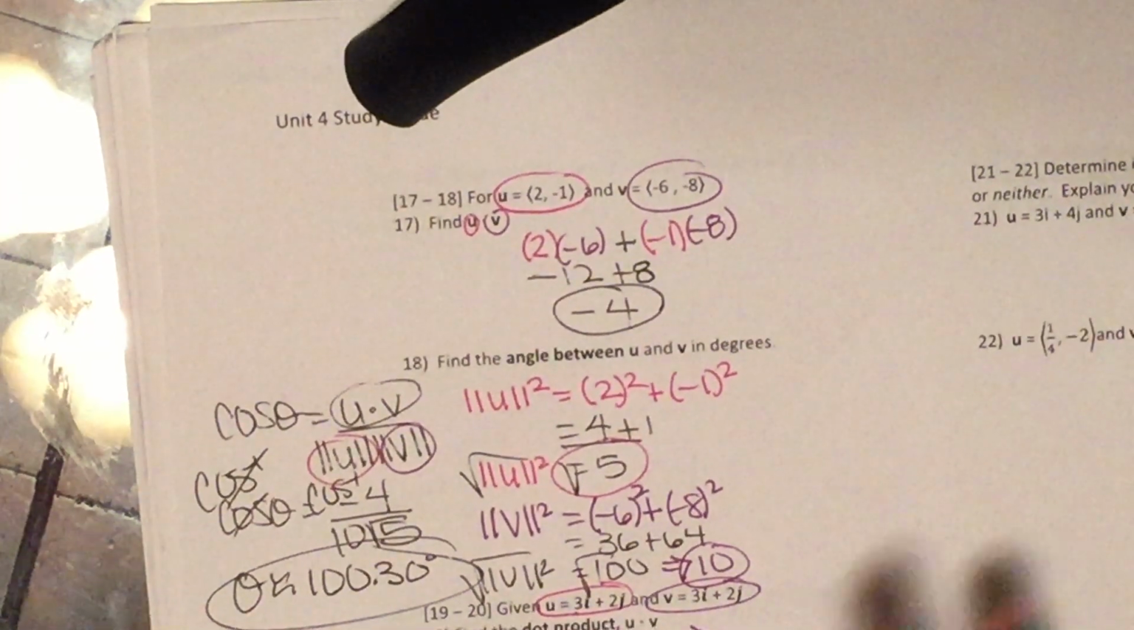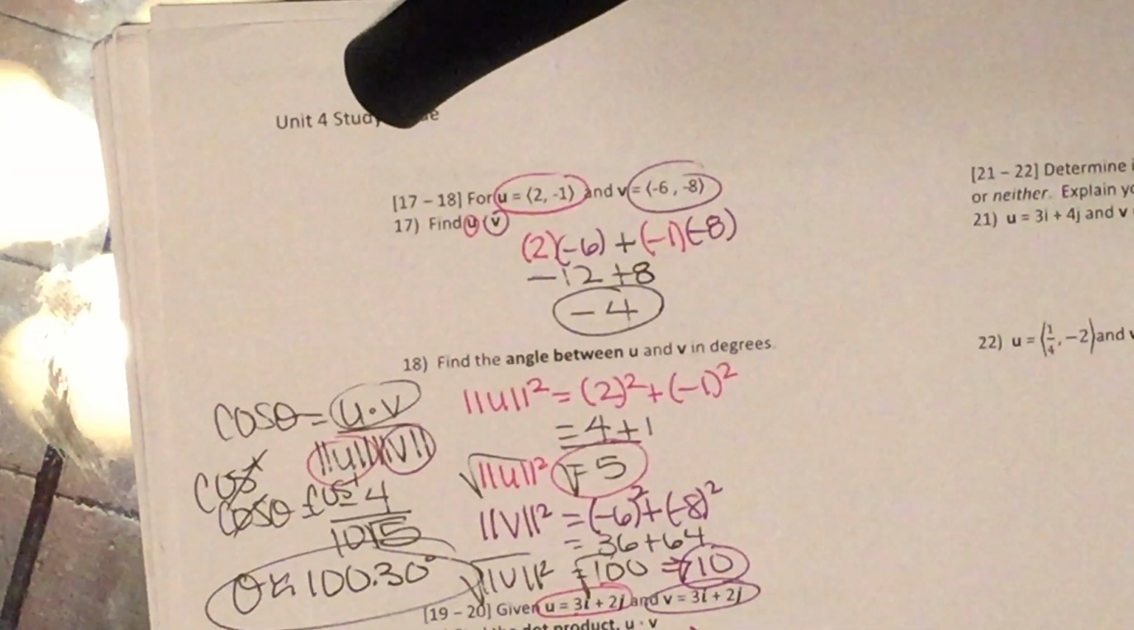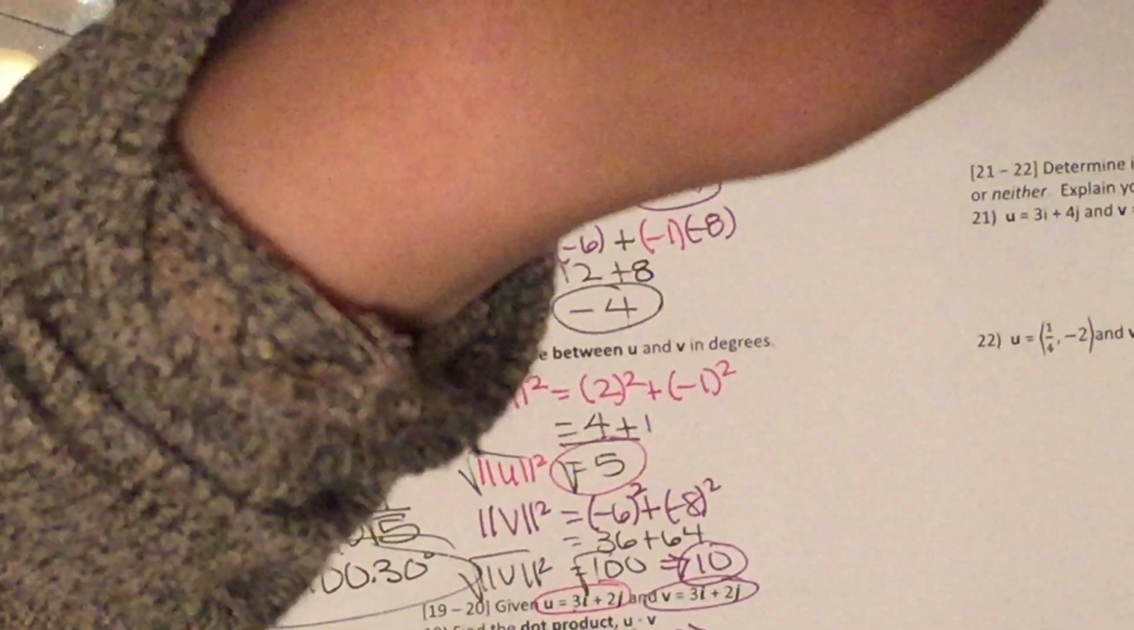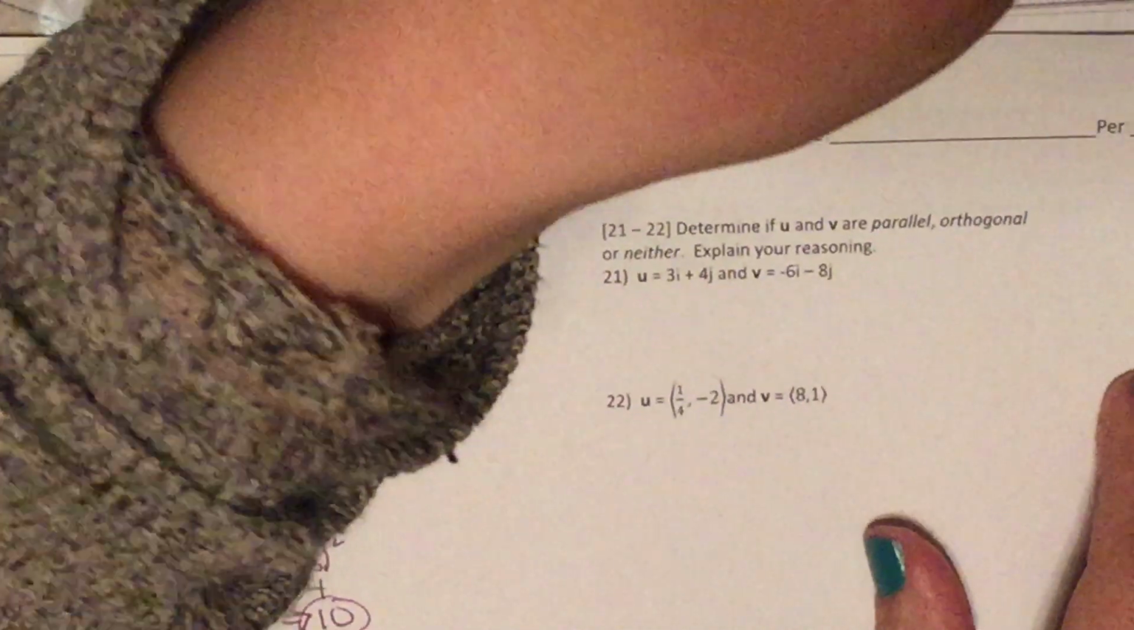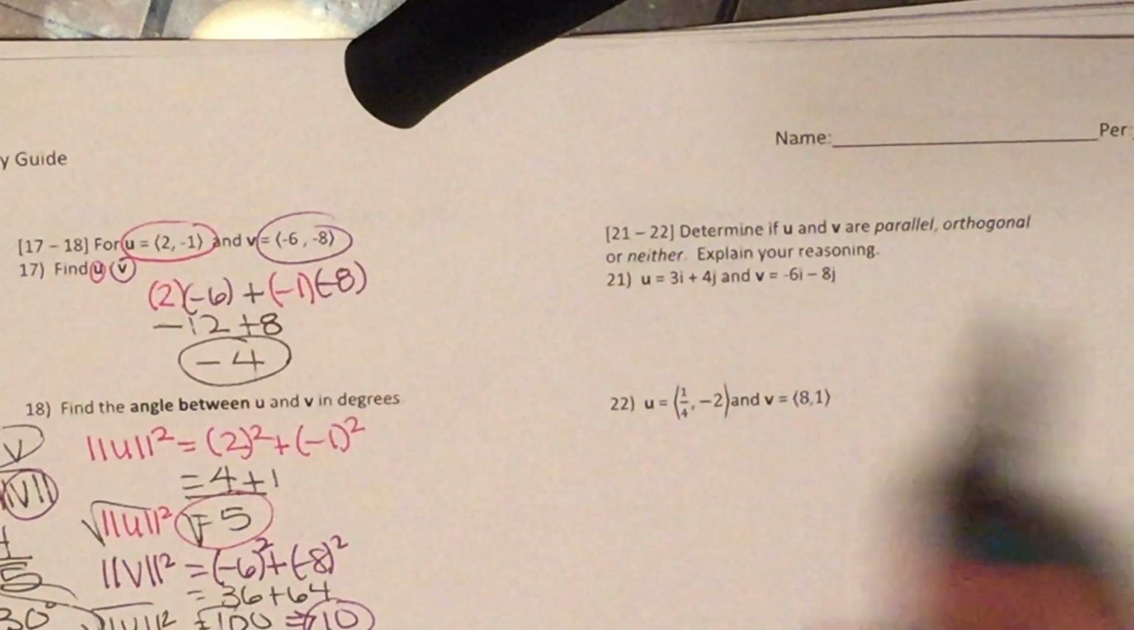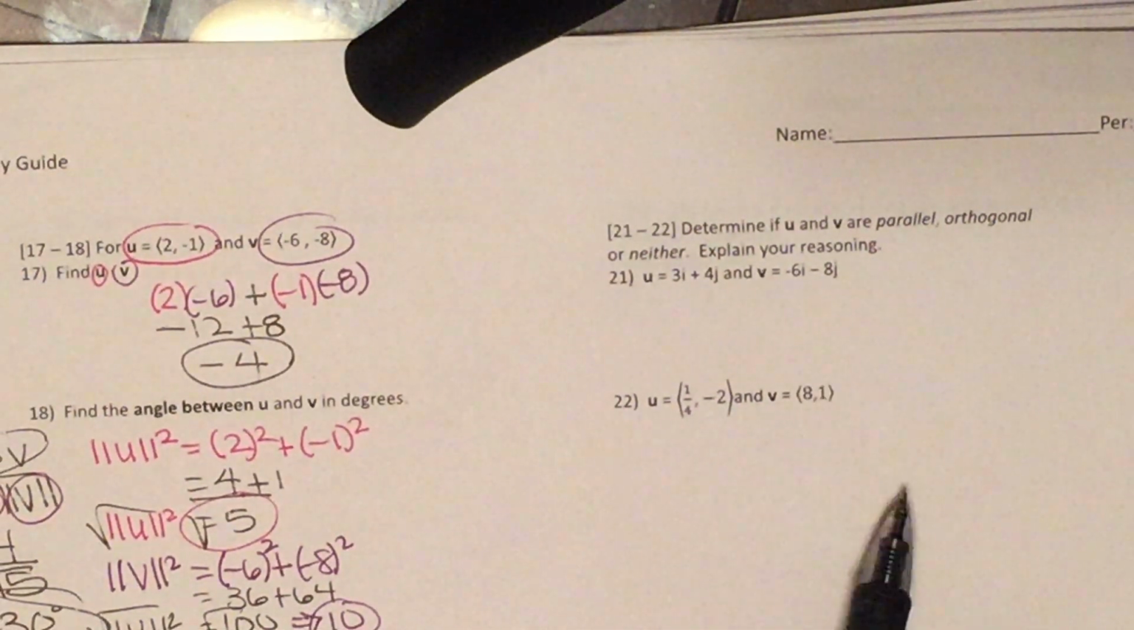So anyway, those would be parallel or identical. Okay, the one on the test will not be identical. All right, let's take a look over here. Number 21. This time we are looking for parallel, orthogonal, or neither.